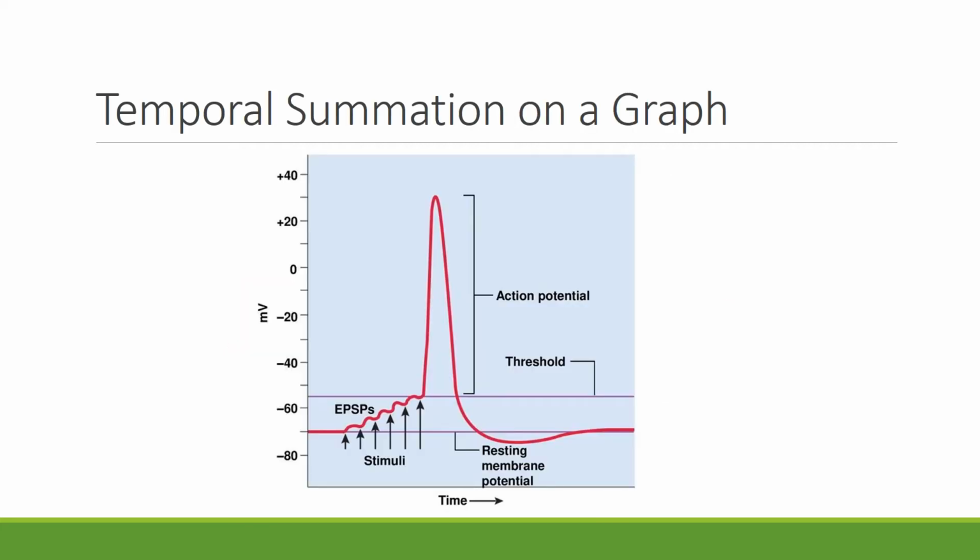This is how temporal summation looks on a graph. You can see the EPSPs firing one after another. And remember, EPSPs are excitatory stimuli. When they reach threshold, which is minus 55, an action potential is generated.